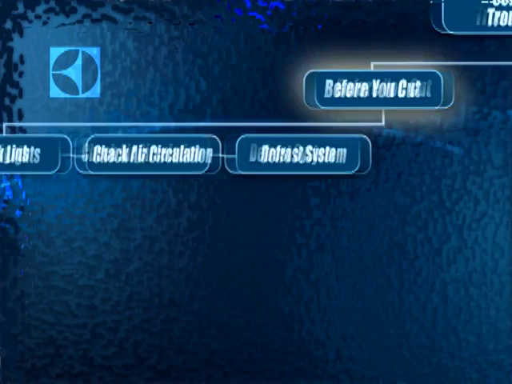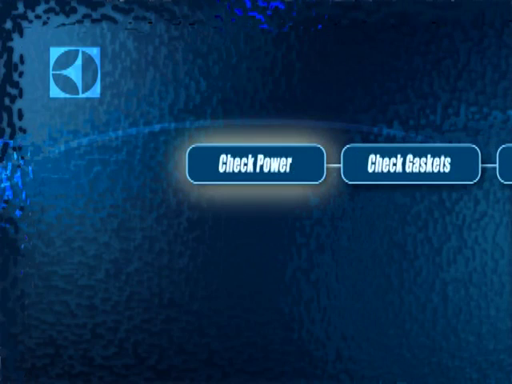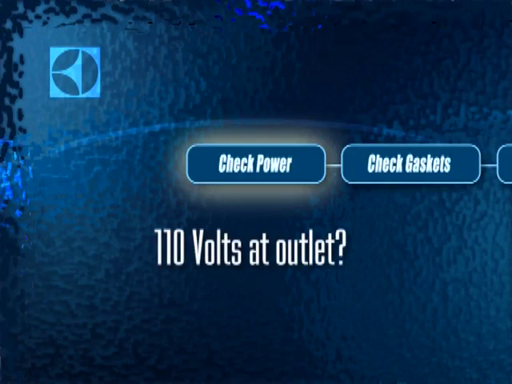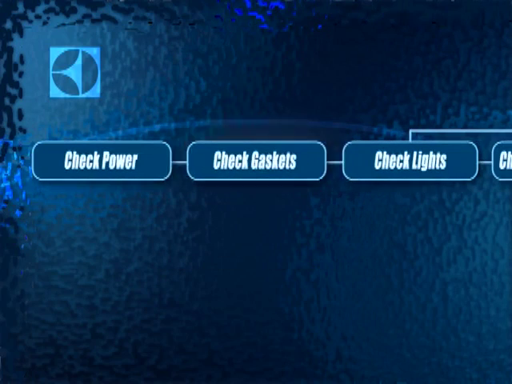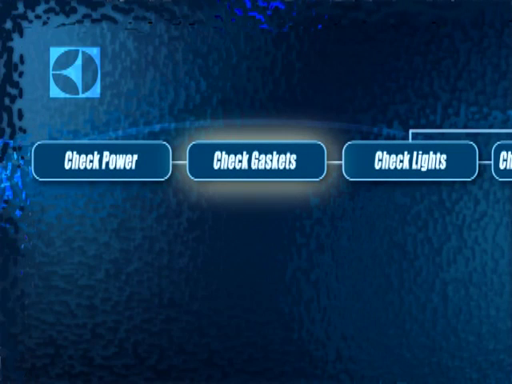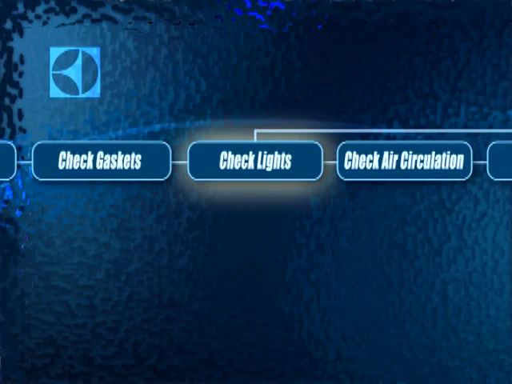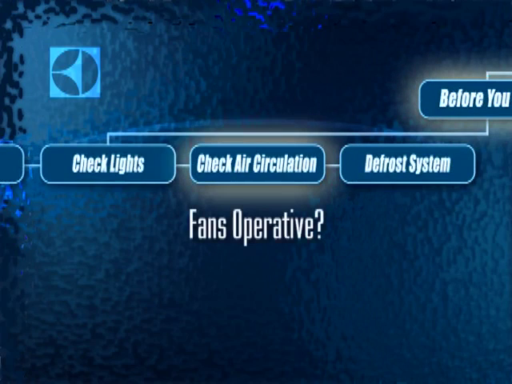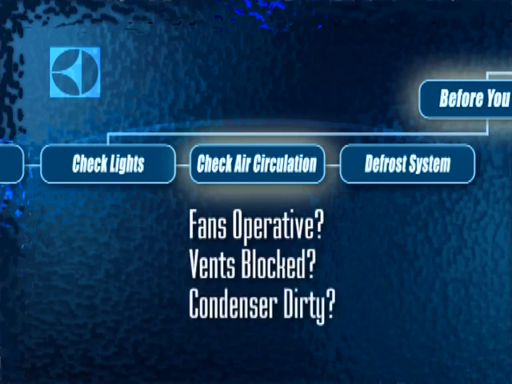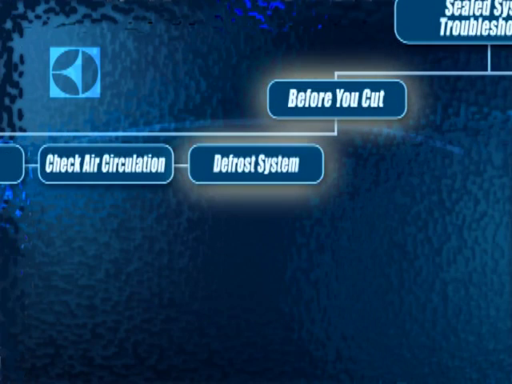Some things to look at would be power. Make sure you've got 110 volts reaching the system. Check the gaskets for leaks or imperfections. Are the interior lights staying on, causing excessive heat? Check all the fans. Also make sure interior vents aren't blocked and that the condenser isn't excessively dirty. Finally, is the defrost system functioning properly?